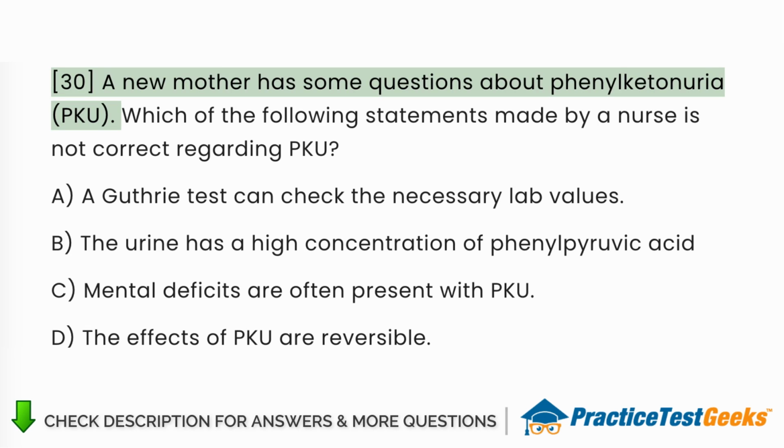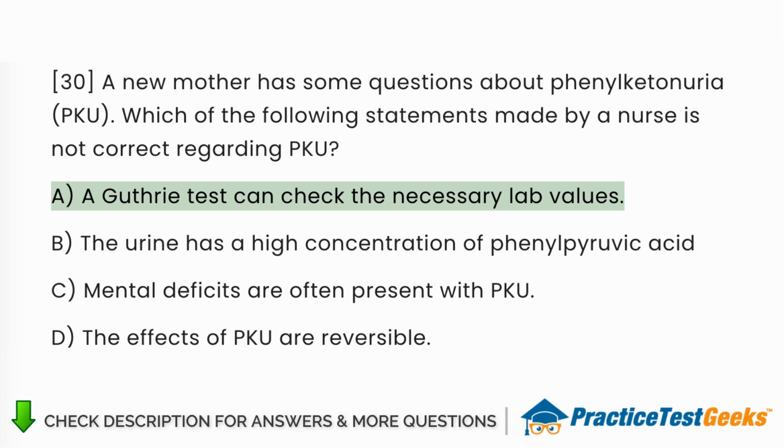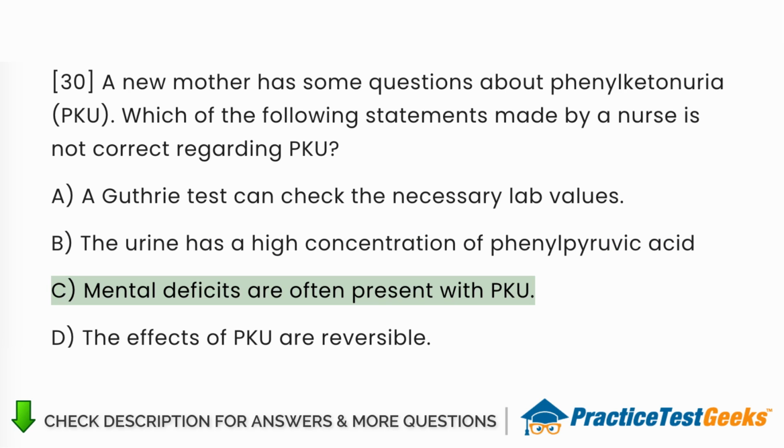A new mother has some questions about phenylketonuria. Which of the following statements made by a nurse is not correct regarding PKU? A. A Guthrie test can check the necessary lab values. B. The urine has a high concentration of phenylpyruvic acid. C. Mental deficits are often present with PKU. D. The effects of PKU are reversible.